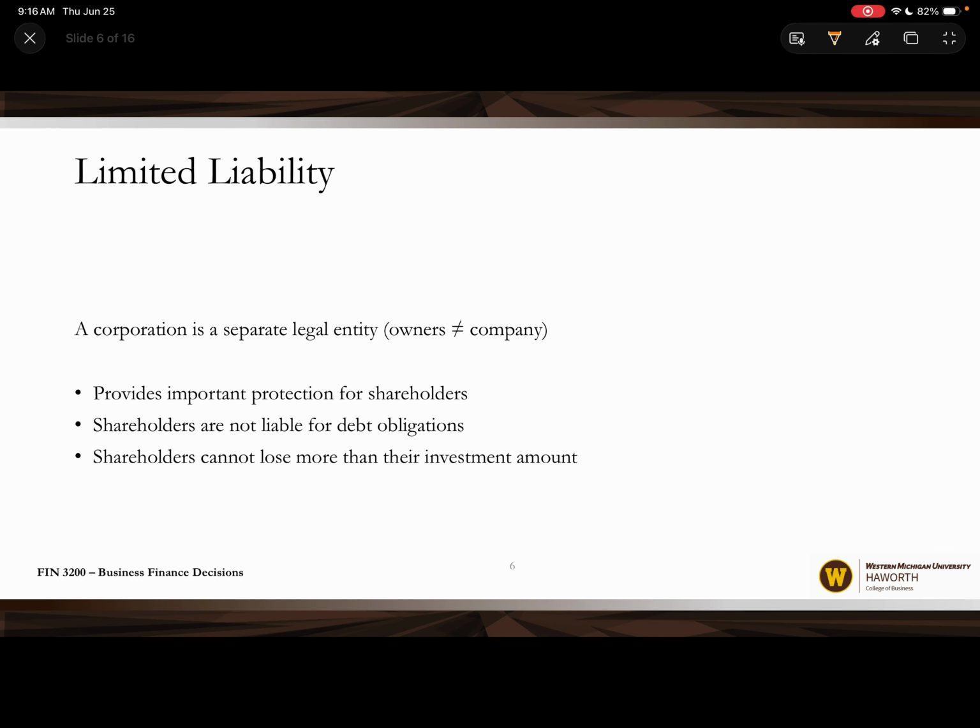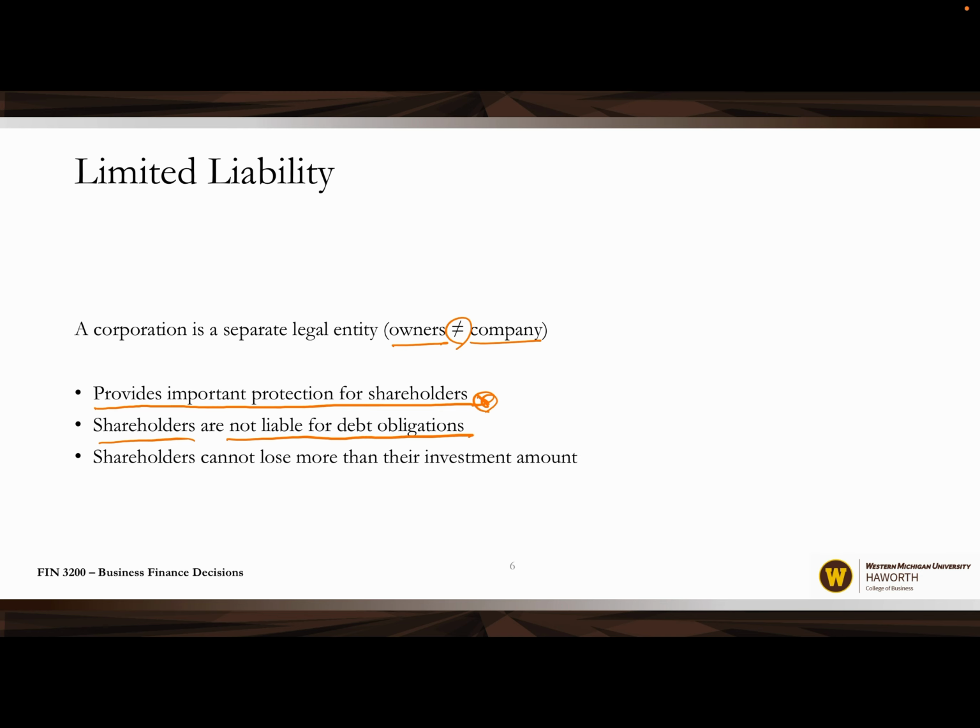So the concept of limited liability comes from the fact that from the perspective of the law, the owners are not the same as the corporation itself. So from a legal perspective, the owners and the corporation are separate legal entities. And what this does is it provides an important protection for shareholders. And the key is this: shareholders are not liable for the corporation's debt obligations.